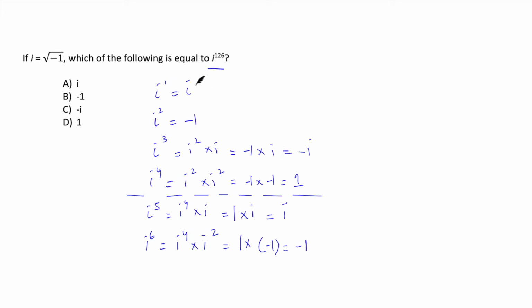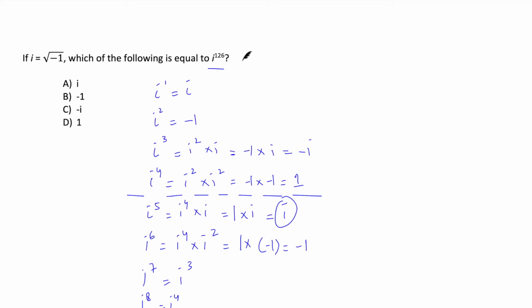i raised to power 1 is i, i squared is minus 1, i cubed is minus i, i raised to power 4 is 1. i raised to power 5 is giving us i again, which is i raised to power 1. i raised to power 6 is giving us i squared. So i raised to power 7 will give us i raised to power 3. i raised to power 8 will give us i raised to power 4 and so on. So you see we have a pattern here.